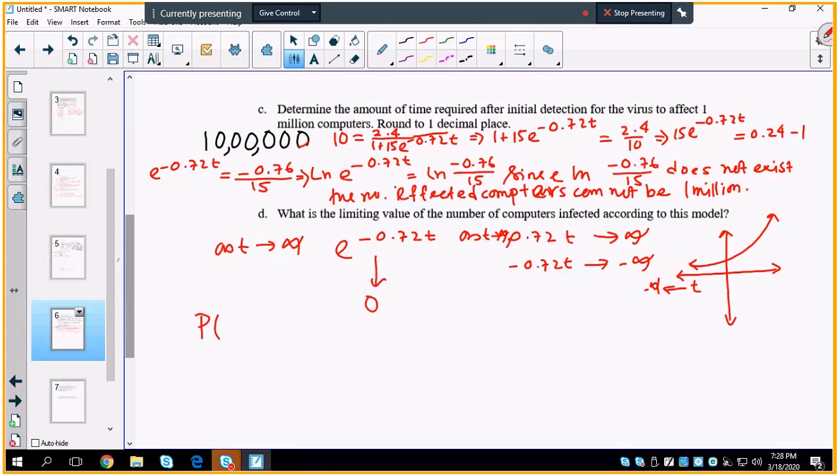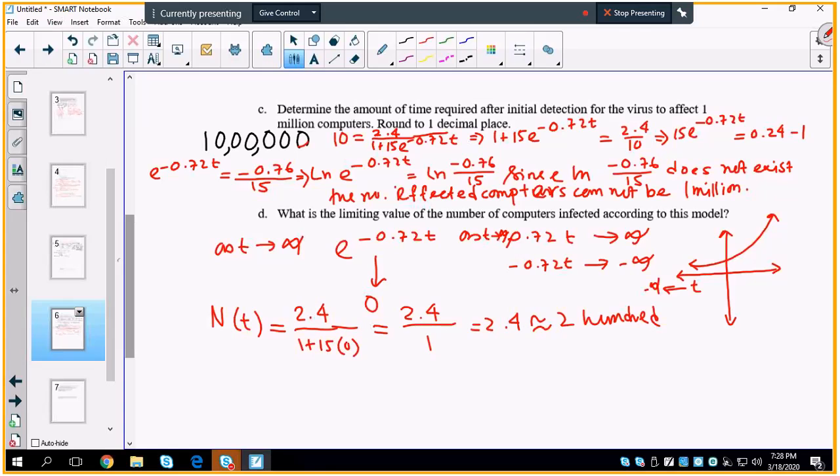So I will say that the limiting value is, actually in this problem we used n of t, so we'll say that n of t is equal to 2.4 over 1 plus 15 times 0, which is equal to 2.4 over 1, and that's 2.4. Rounded to 2, so it will be 200,000 computers.